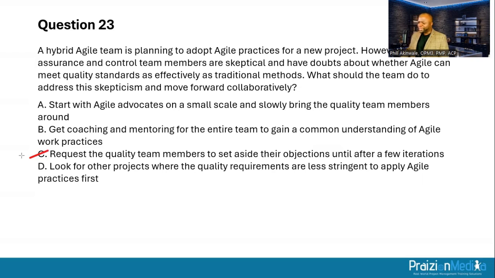That could create a divide within the team. We're looking to foster collaboration, so it's not A. Let's take a look at D. Look for other projects where the quality requirements are less stringent. Now, this approach is delaying tackling the root cause, the issue of understanding Agile's capability.